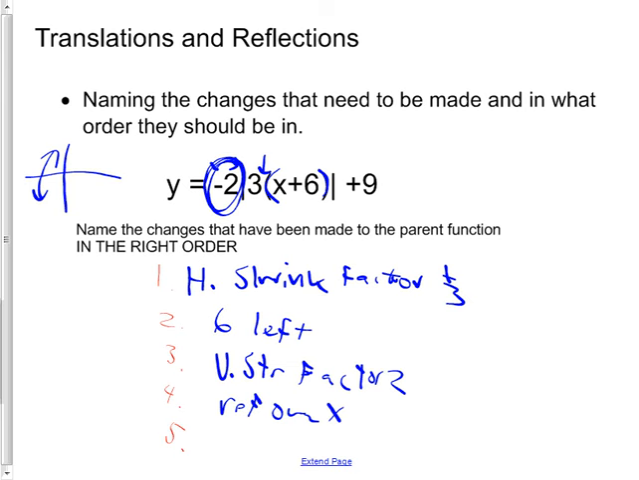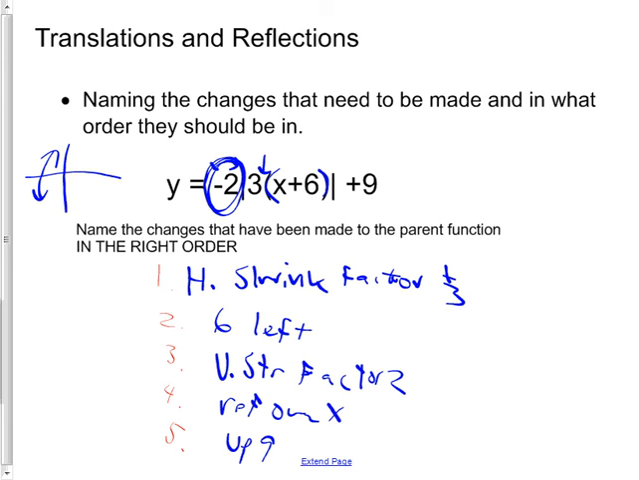And the last thing we do is the 9, and that's up 9. Did anybody, without my help, have it in perfect order? All right, that's only about half of you, and that's kind of what I expected. Deceivingly difficult question when only half of you got it right. Okay, so be careful on those.